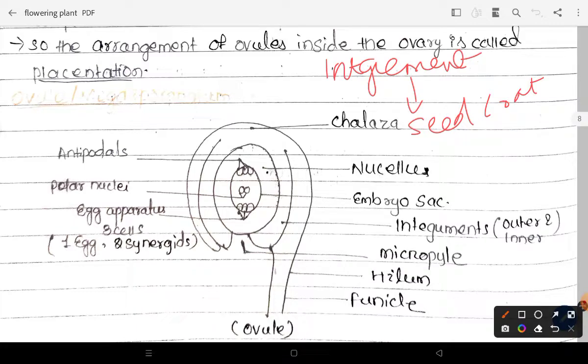Next, inside the integument a large mass of parenchymatous cells is present. That parenchymatous tissue is known as nucellus, and the center of the nucellus contains a sac. This sac is known as the embryo sac, and inside the embryo sac the egg is present.